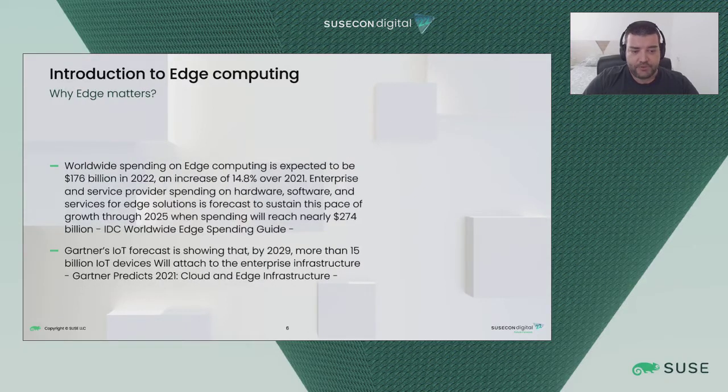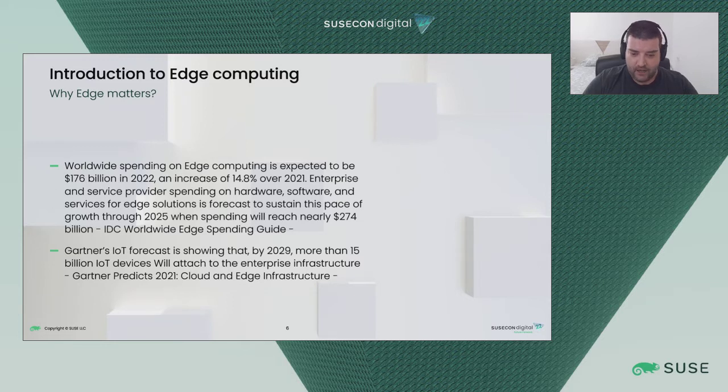And why edge matters, because the spending on edge computing is expected to be almost 180 billion, with a B, in 2022, an increase of almost 15% over 2021. So enterprise service providers are spending on hardware, software, and services for their solutions, growing to 274 billion by 2025, as per the IDC Worldwide Edge Spending Guide. So it's a market that is growing, and the amount of money invested is growing a lot.